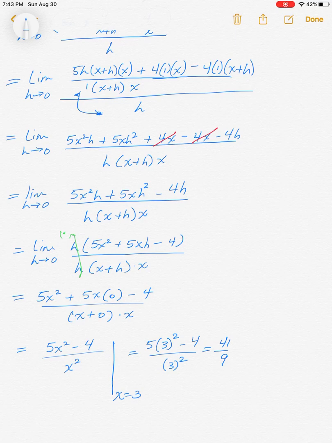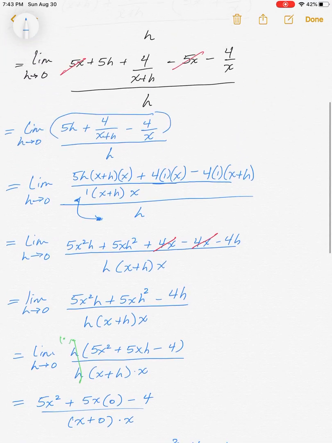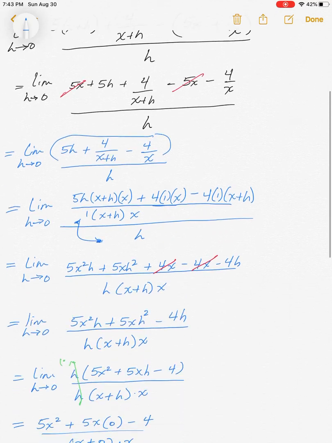You're applying that definition. You're straight up applying it. So with that being said, verify the work and go through the simplification.